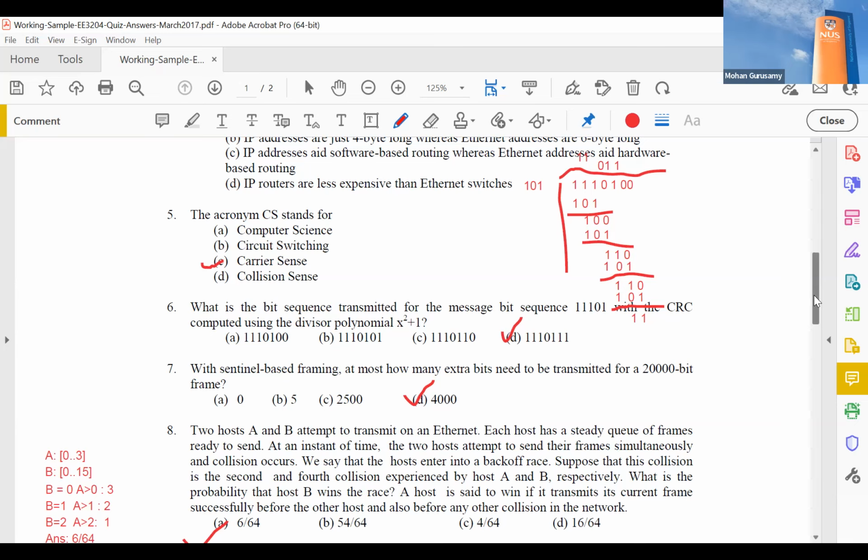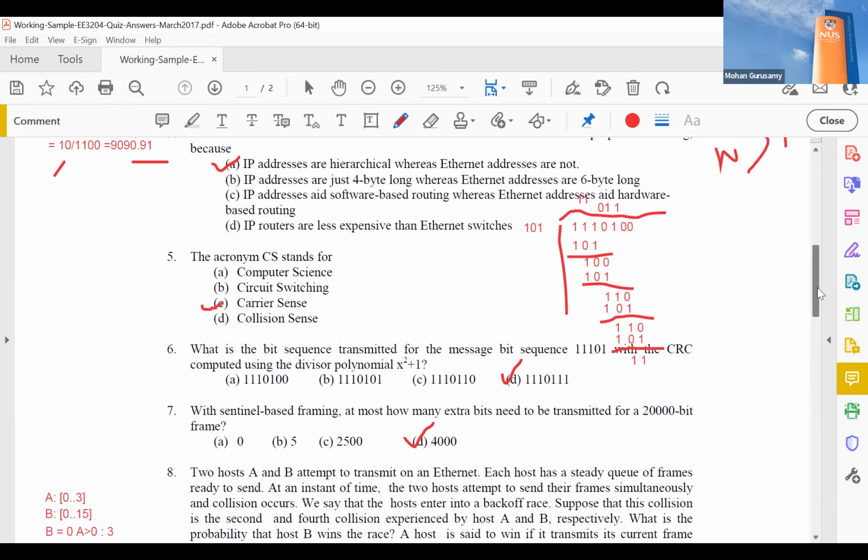Question number 6. What is the bit sequence transmitted for the message 11101? The message is 11101.